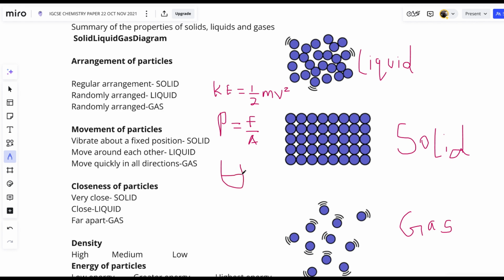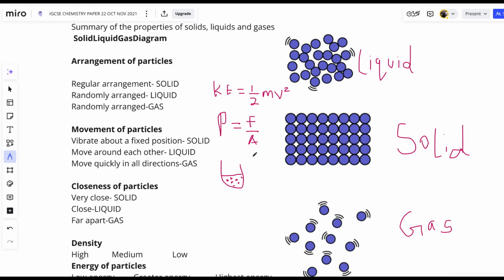If we reduce the volume, and we spread the particles out here, there will be more frequent collisions. And if there is more frequent collision, pressure will increase. The more frequent collisions we have of the particles colliding with themselves and with the walls of the container, the greater the pressure.